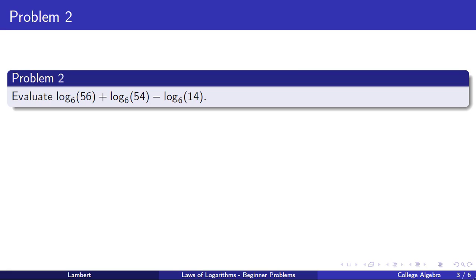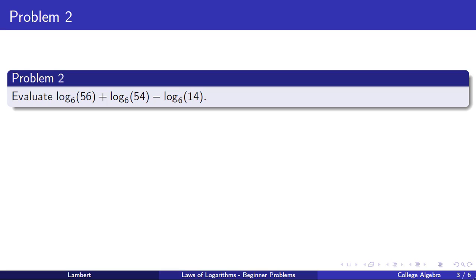Evaluate the log base 6 of 56 plus the log base 6 of 54 minus the log base 6 of 14. So when we take a look at this, we're going to use our laws of logarithms once again, and we'll begin this one by using the product rule. With the product rule, when we have the sum of two logarithms, we can combine them into one. So if we have the log base b of x plus the log base b of y, that's the log base b of x times y.